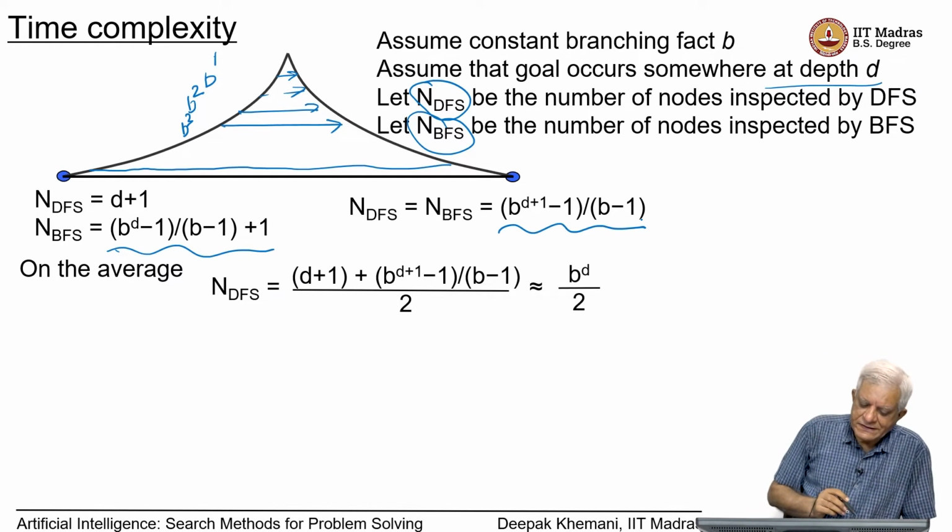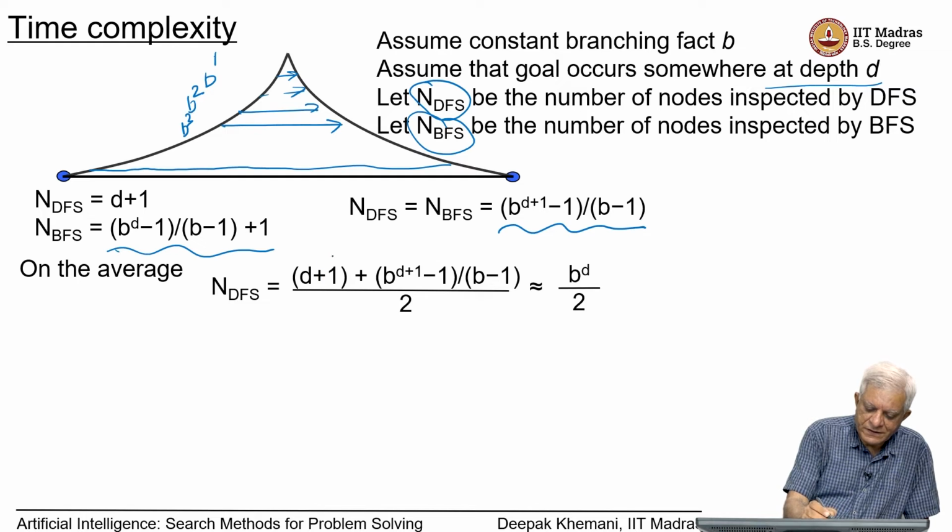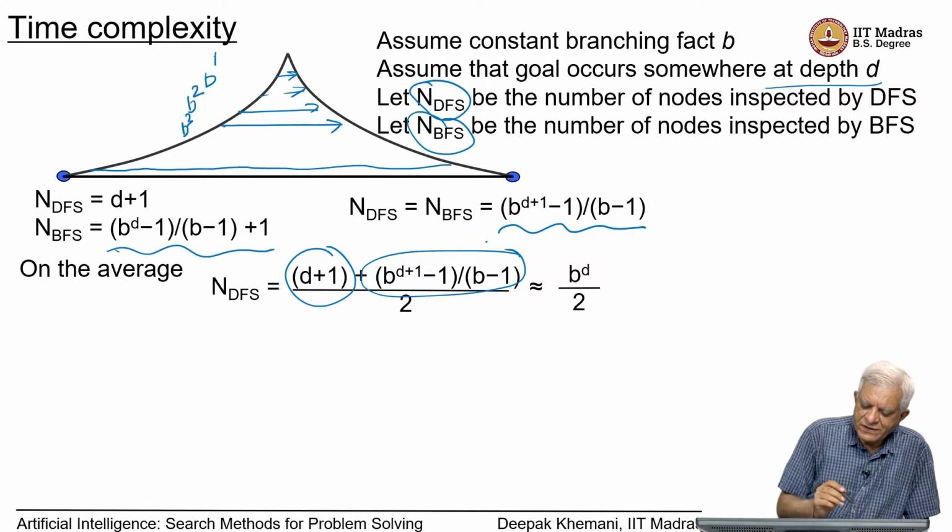So, on the average, if we sum up for depth first search, we have two components. One is d plus 1 if it is on the leftmost end and the other is this figure which is on the rightmost end, and for large branching factor and large depth you can assume that this approximates to b raised to d by 2 essentially. So, it is exponential. The important thing to observe is that it will look at an exponential number of nodes essentially.